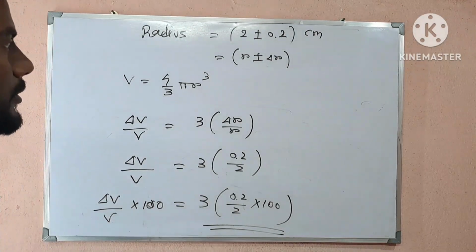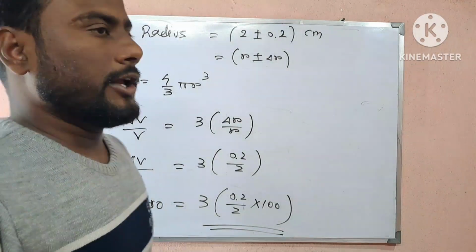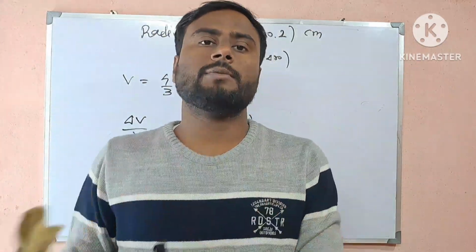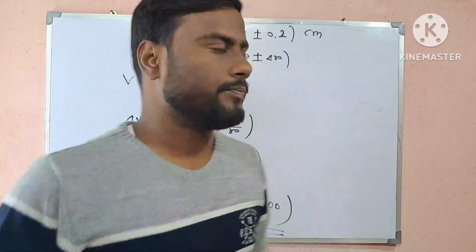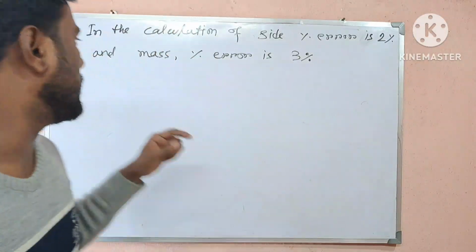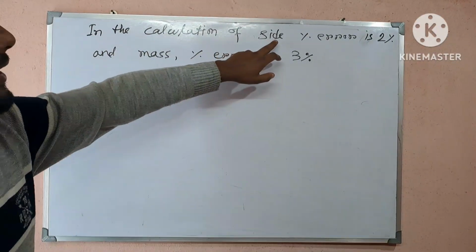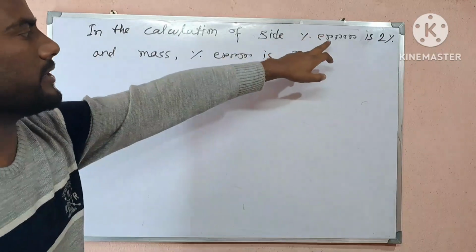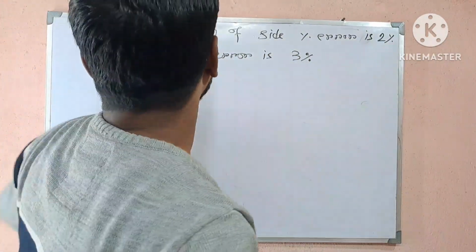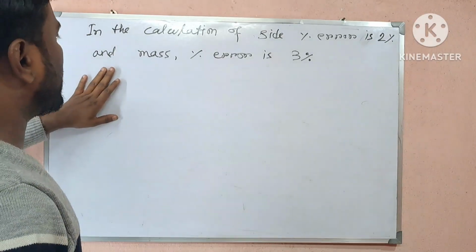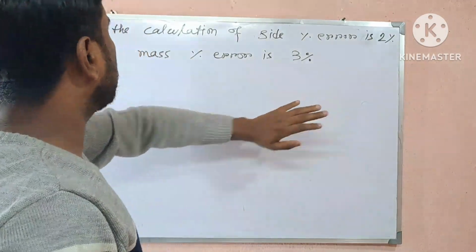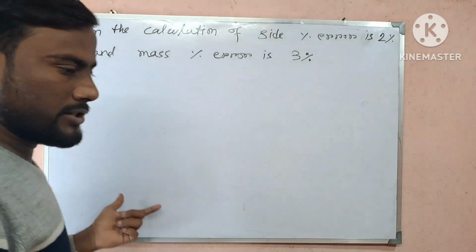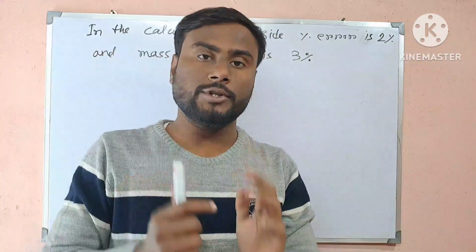Okay. So you have to remember one more thing, that error always arises in measurements where we take some readings, but in a constant there is no error. Now suppose in the calculation of the side of a cube, the percentage error is 2% and the percentage error in the calculation of its mass is 3%. Now you have to find the percentage error in the calculation of the density of the cube.